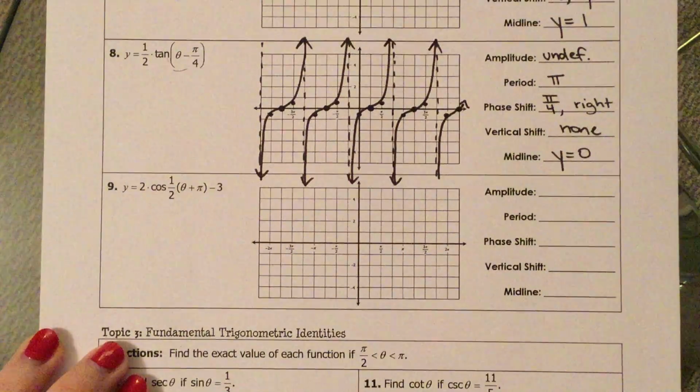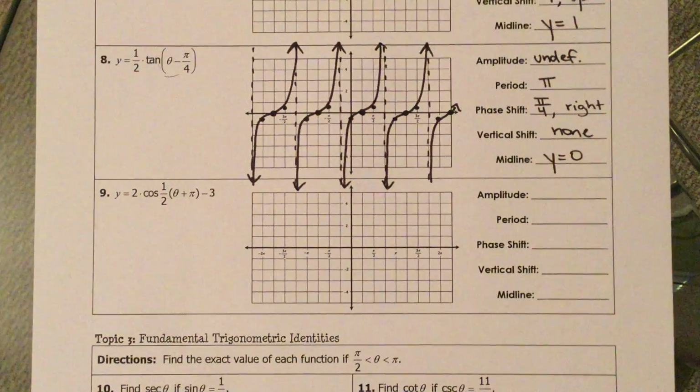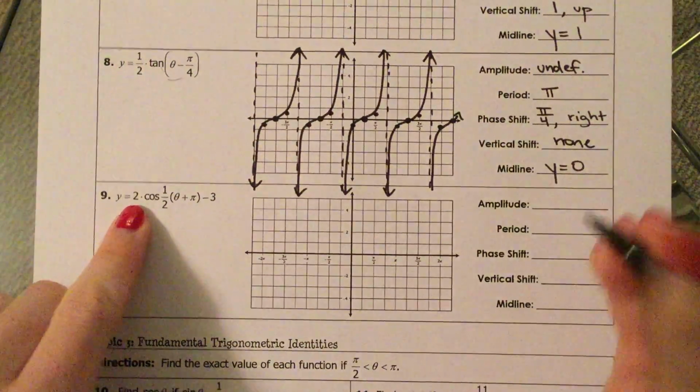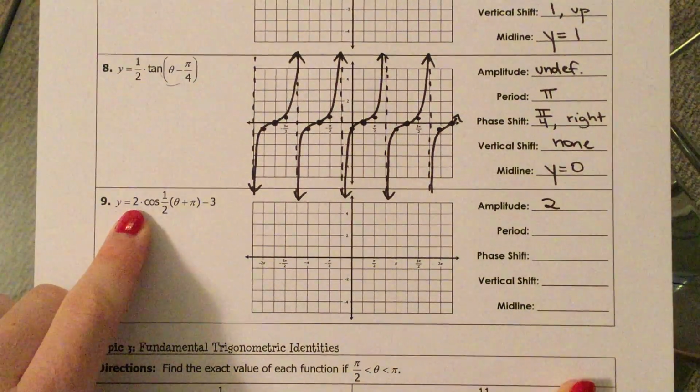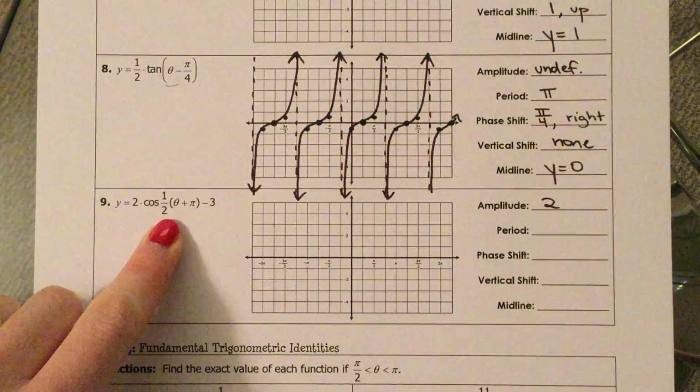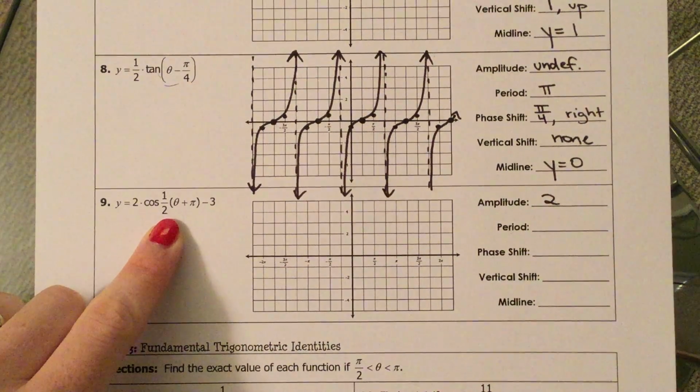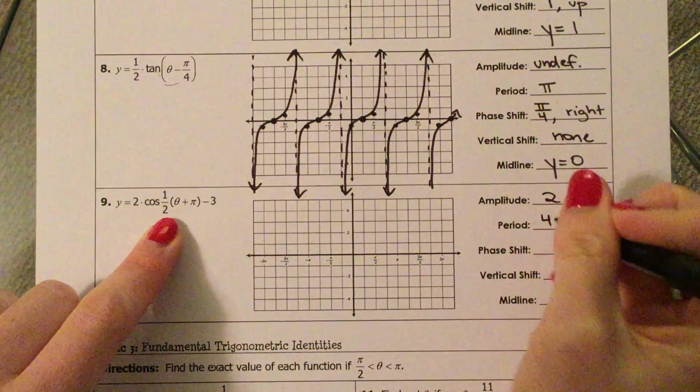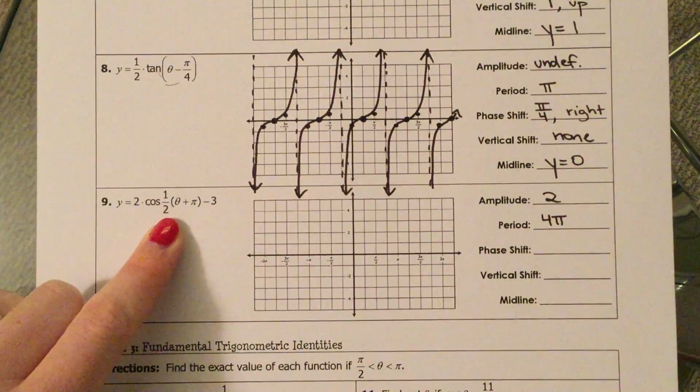All right, and then number 9, we've got a little bit of everything. This one's a cosine graph. So the amplitude is the number in front of cosine. The period, you do 2 pi divided by 1/2. So 2 pi times 2 ends up being 4 pi. So this one's going to be really wide.